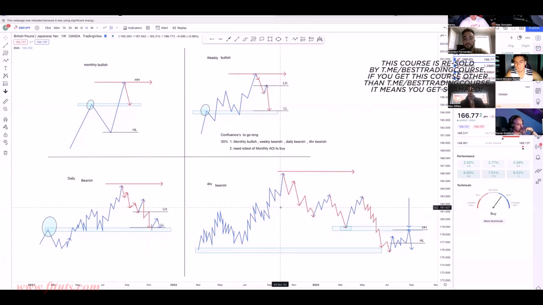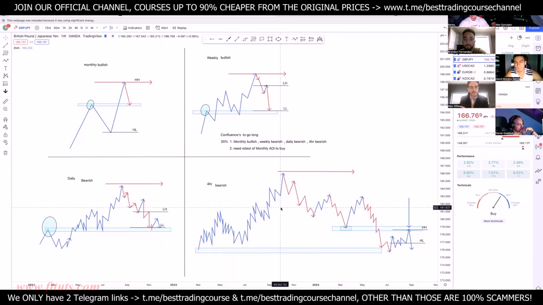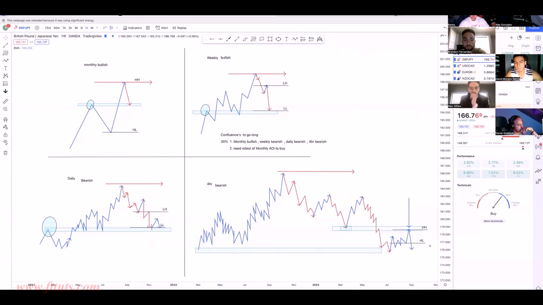You guys are seeing how we're literally letting the market build on its own. The market is telling you everything, right? As of right now, we're still technically bearish. The 4 hour has now gone bearish again.